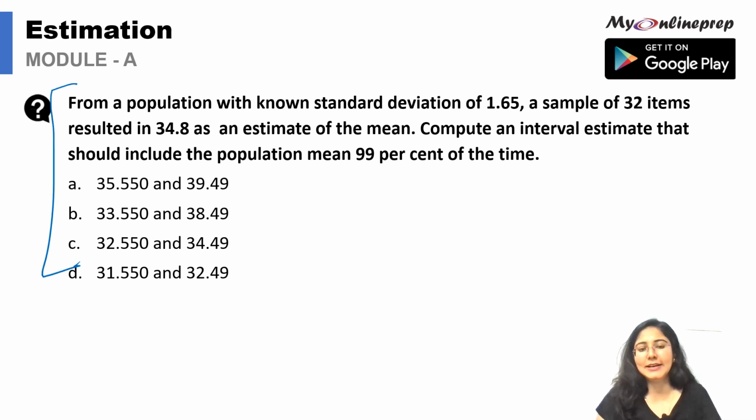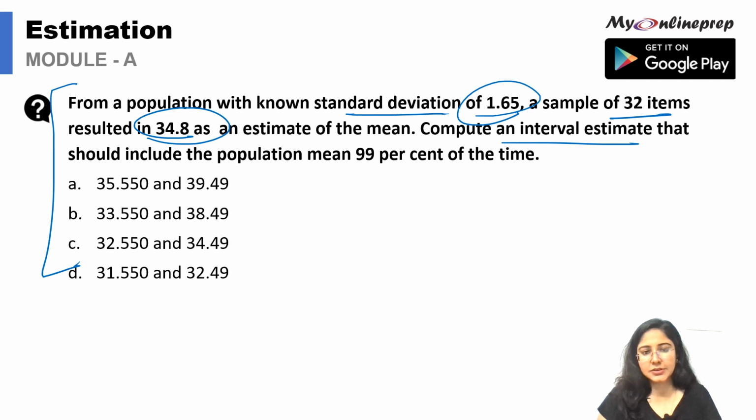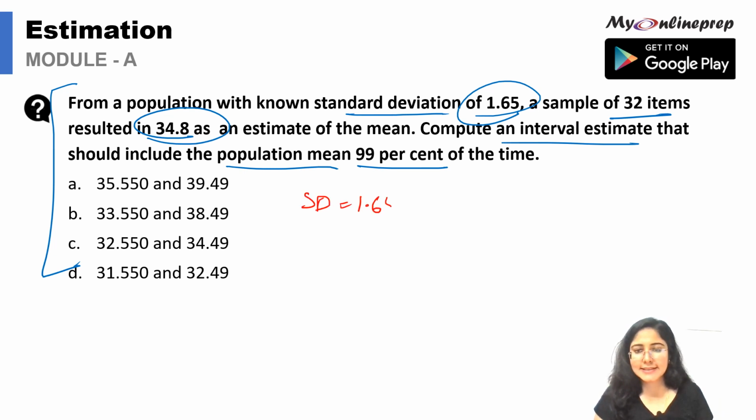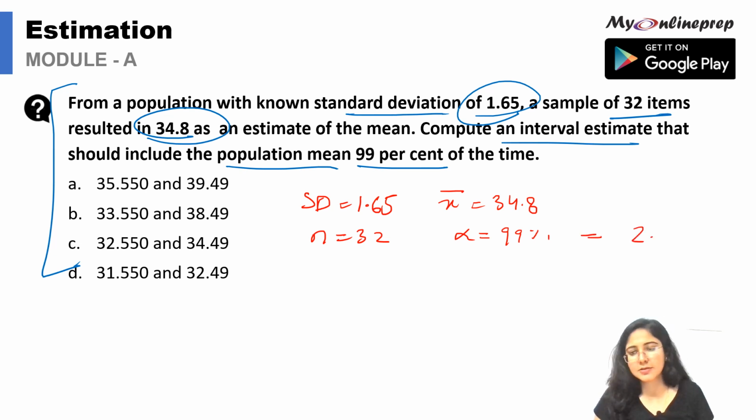From a population with a known standard deviation of 1.65, we have a sample of 32, which has resulted in 34.8 as an estimate of the mean. So we have to compute the interval estimate that should include the population mean 99% of the time. So here we have standard deviation equal to 1.65, n equal to 32, and x bar given to us as 34.8. Here we have the confidence interval at 99%, so the value associated with 99% is 2.58.